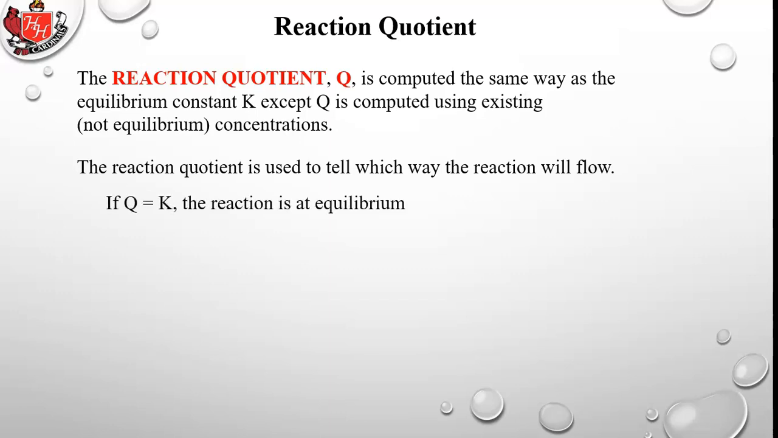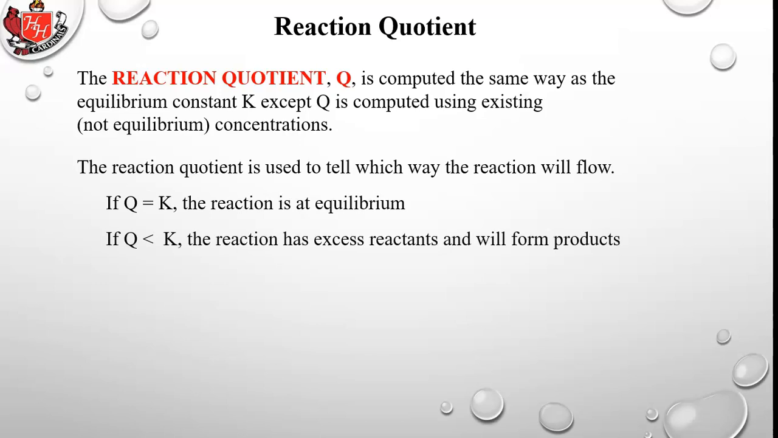If Q is equal to K, the equilibrium constant for a particular reaction, then the reaction is at equilibrium. If Q is less than K, the reaction has excess reactants. That means the denominator in the law of mass action is too big, and so there are excess reactants, so it will move in the direction to produce more products and have fewer reactants. So it's said to favor products, so get used to that term. It's just the term used in chemistry. Favoring products means the reaction wants to move toward creating more products.